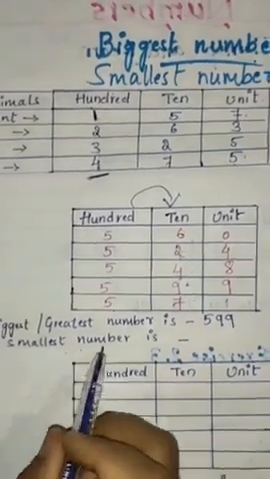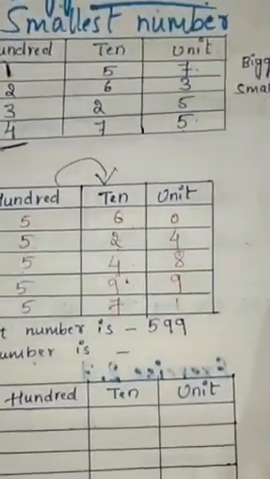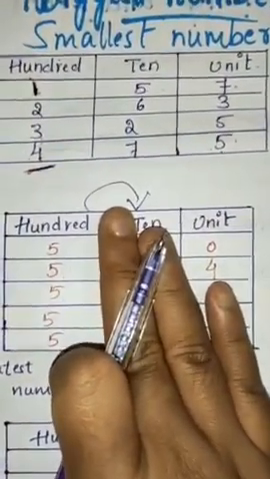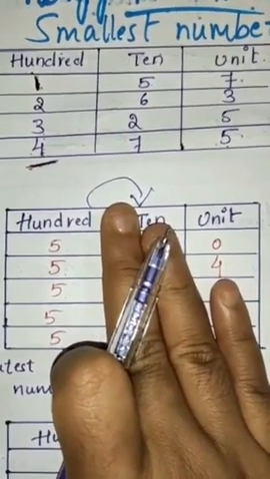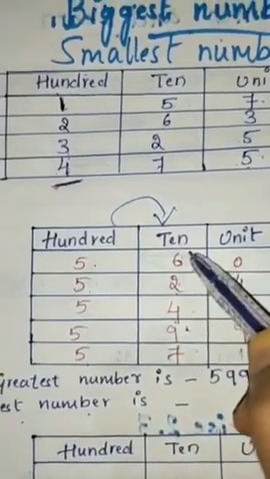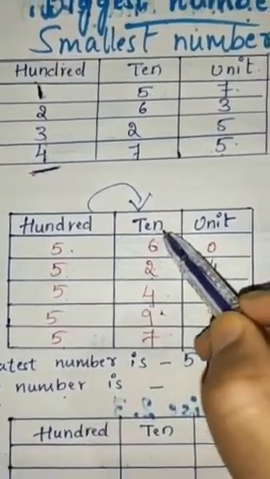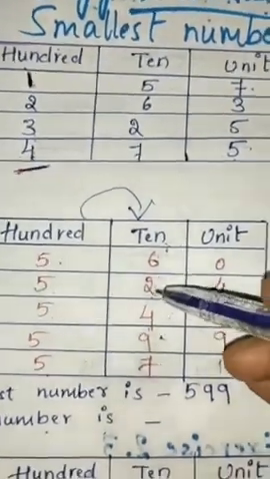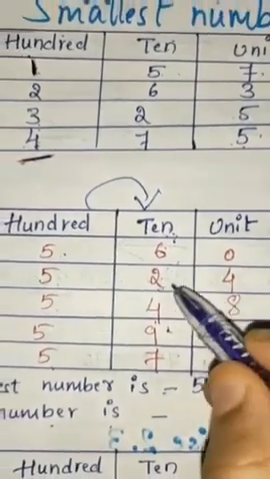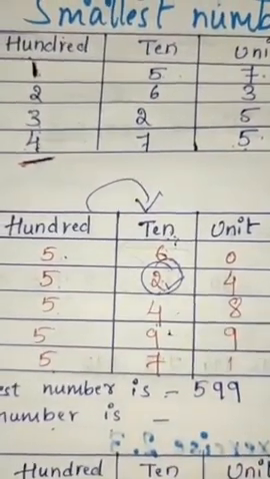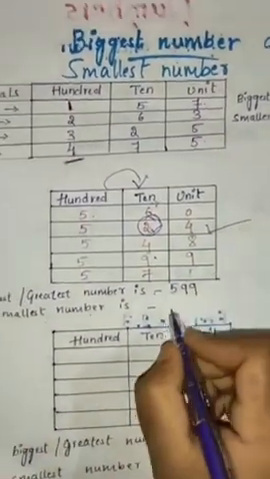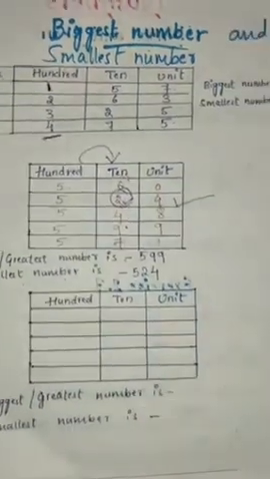Now, which is the smallest number here? First, we have to compare the numbers in the 100 place. As we came to know, all the numbers in the 100 place are same. So in this case, you have to move to the next place, that is the 10th place. Now you have to compare all the digits in the 10th place. Which is the smallest digit here? Yes, 2. Right, the 2 is the smallest digit. So 524 is the smallest number.